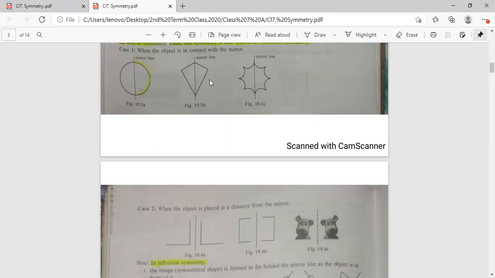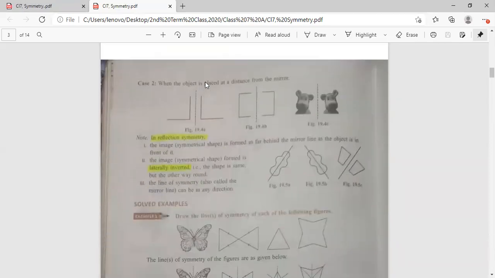It is not like this. It is laterally inverted. So the mirror line, where the mirror is placed, this is the object, this is the image. The mirror line becomes the axis of symmetry. And when the object is placed at a distance from the mirror, then that distance, in science you must have studied, this distance and the distance from the mirror and the image is same. This distance and this distance are equal.